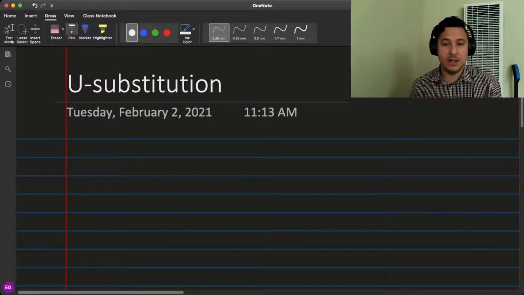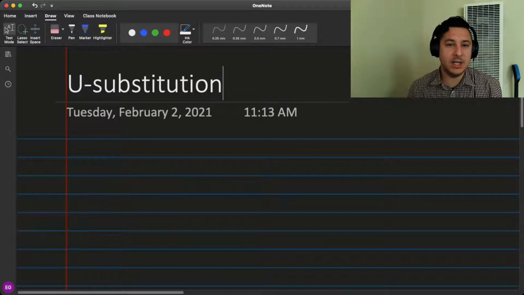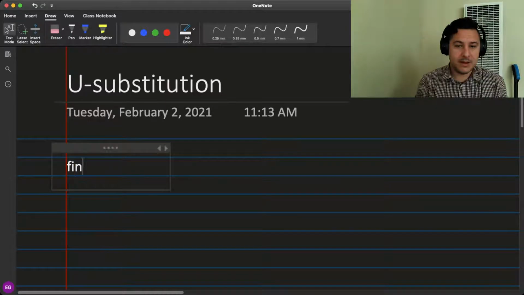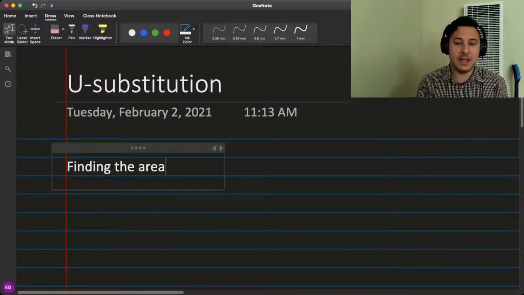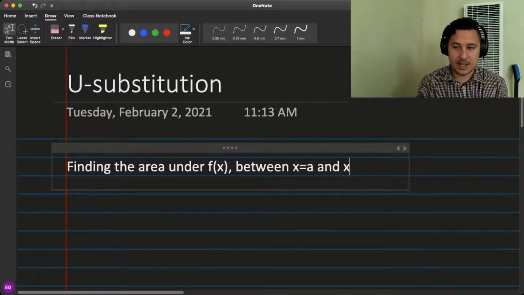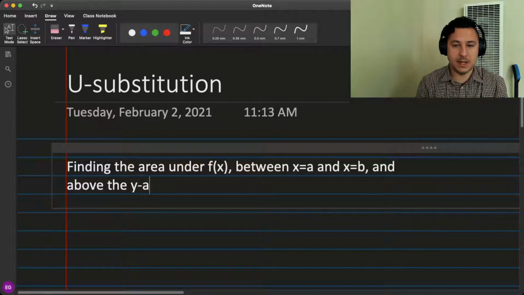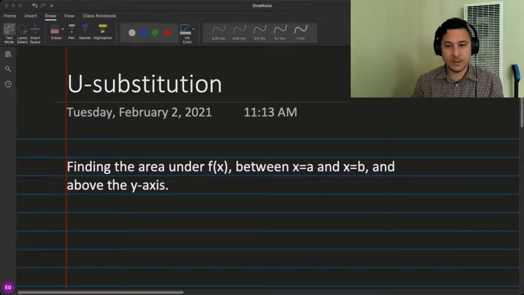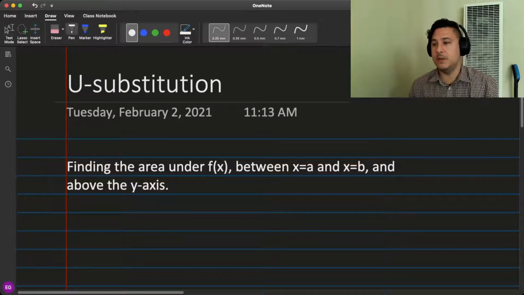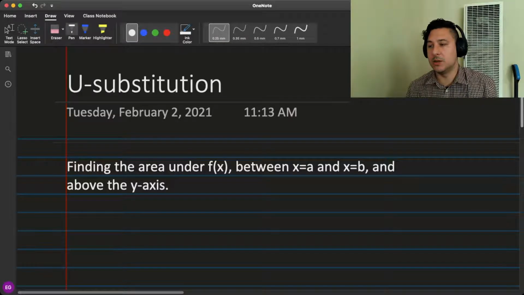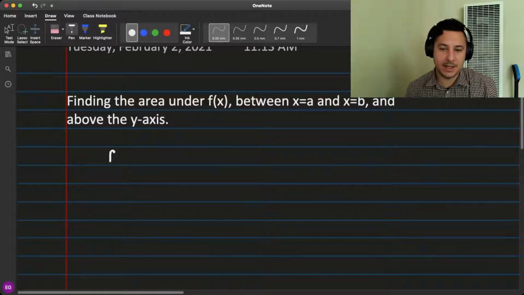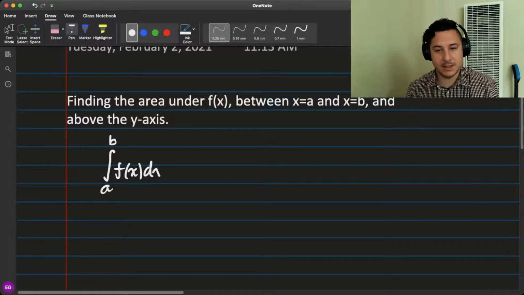So let's go back and think about integration. Integration is all about finding the area under f of x between x equals a and x equals b and above the y-axis. Right? That's what we use the definite integral for. That's what it's defined to be. So we write that as integral a to b f of x dx.